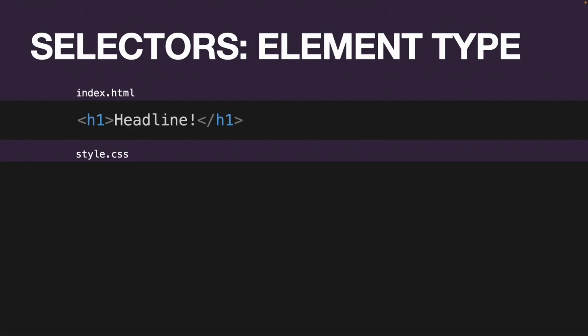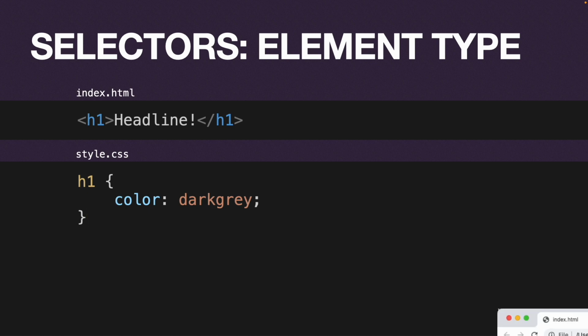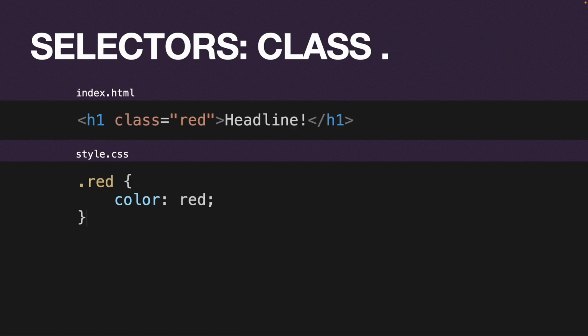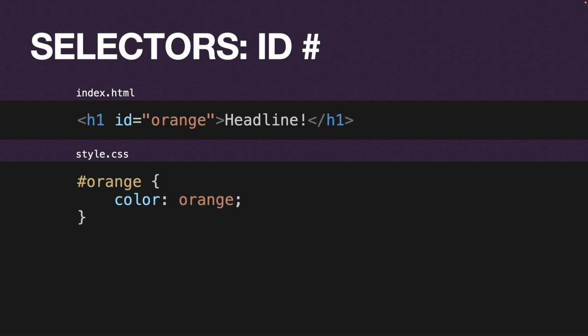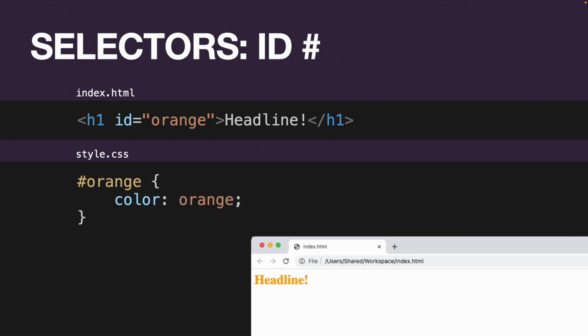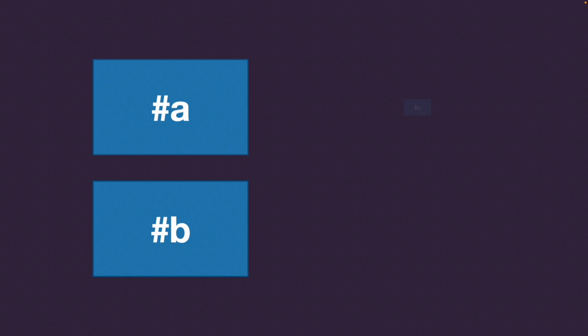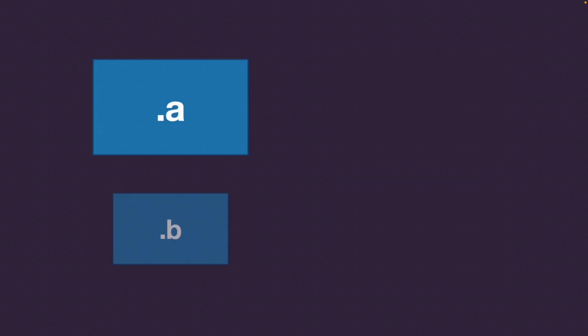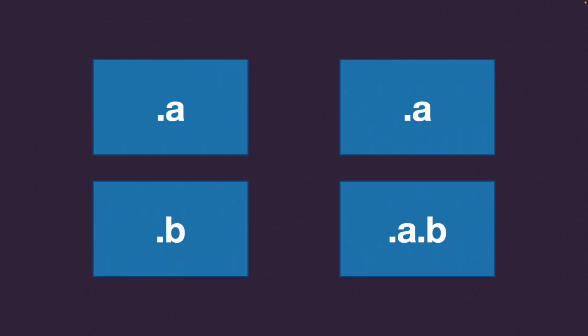Let's talk about selectors. You can simply write out the name of an element, or you can use a dot followed by a class name, or a hashtag followed by an ID. Remember that an ID is specific for one element, whereas a class can be used on several elements, and you can have several classes on a single element.